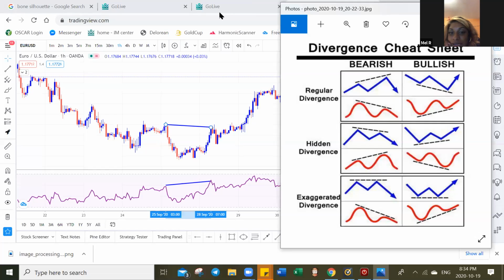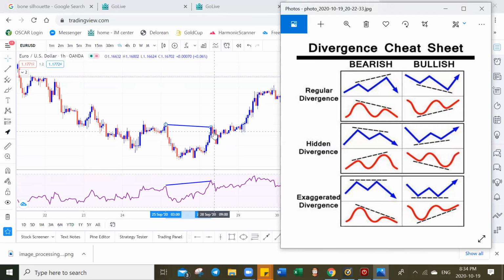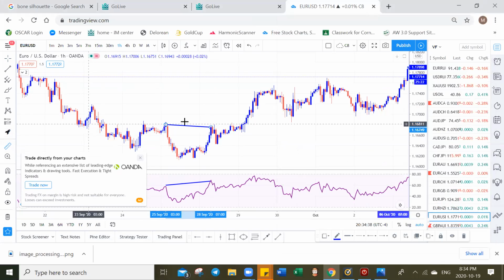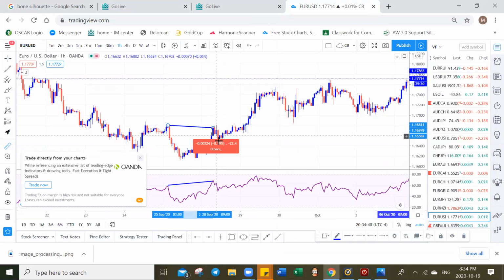Don't overcomplicate it. Look at the picture on the cheat sheet and match it up to that exactly. So it looks like a hidden, but it's not doing it, if that makes sense. But keep in mind, the line would have to be underneath here if it was bullish divergence, right? But the points are at the top, so it's showing a bearish.